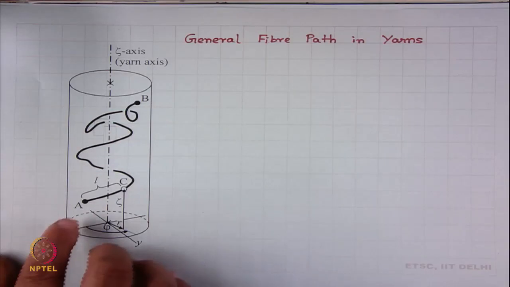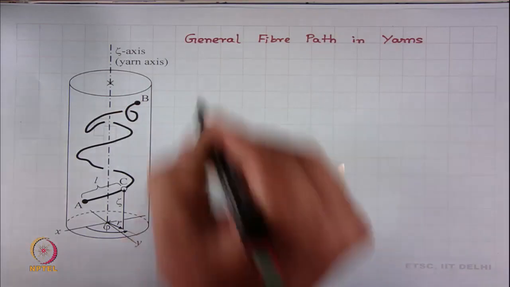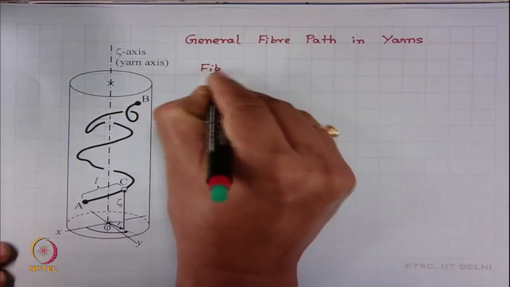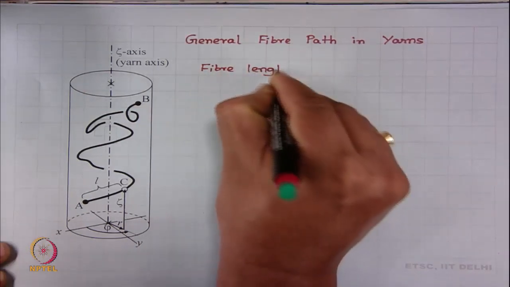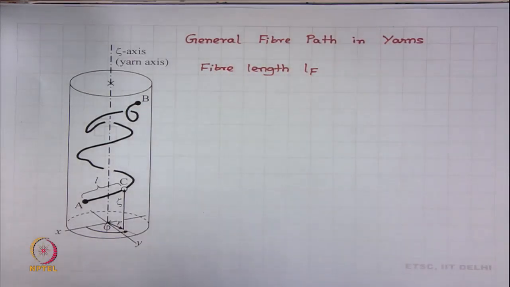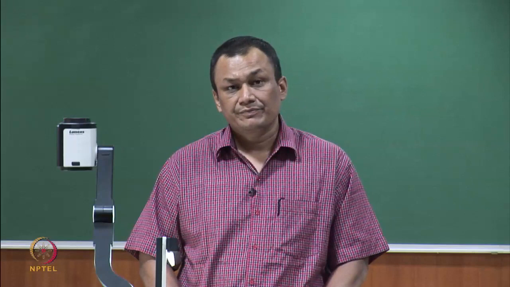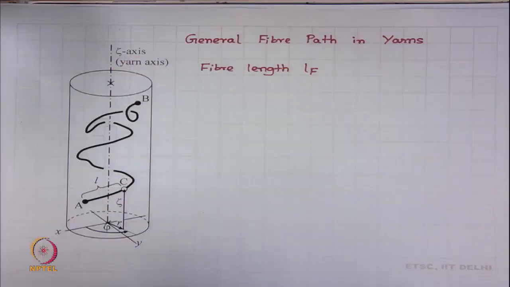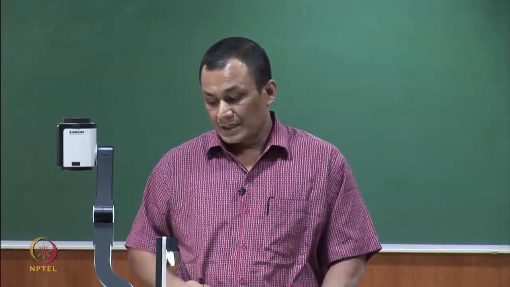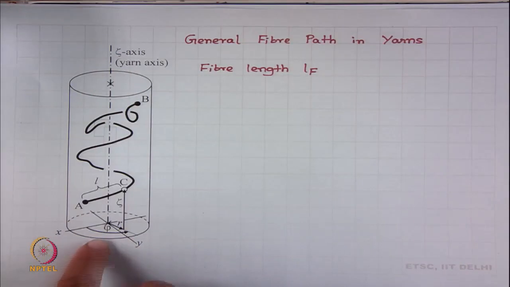So, A to B, this distance basically represents fiber length. We denote it by L subscript F. F stands for fiber. This fiber is housed inside the yarn. This yarn resembles a cylinder. So, this is a cylinder, basically it indicates the yarn body. And the yarn axis is basically the zeta axis.